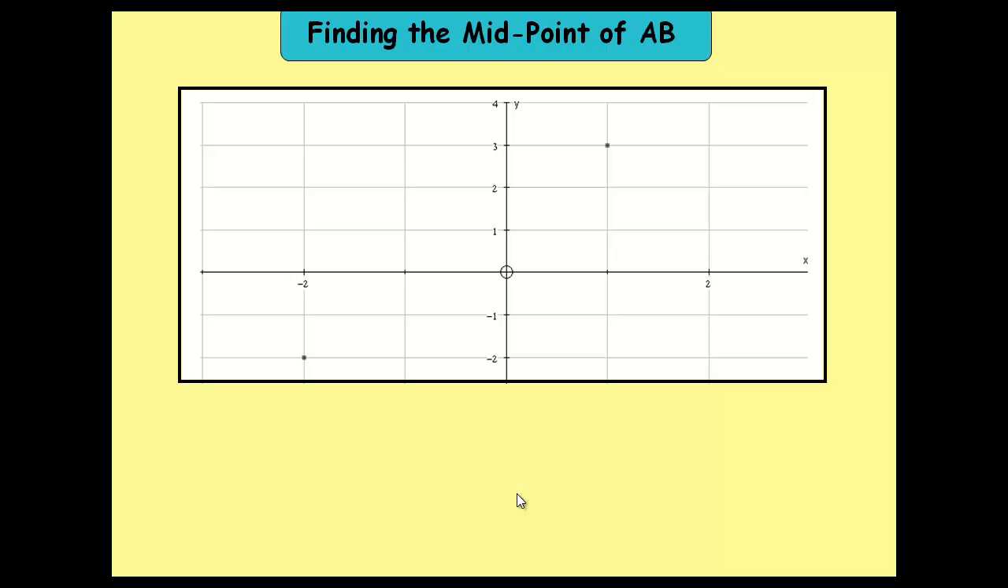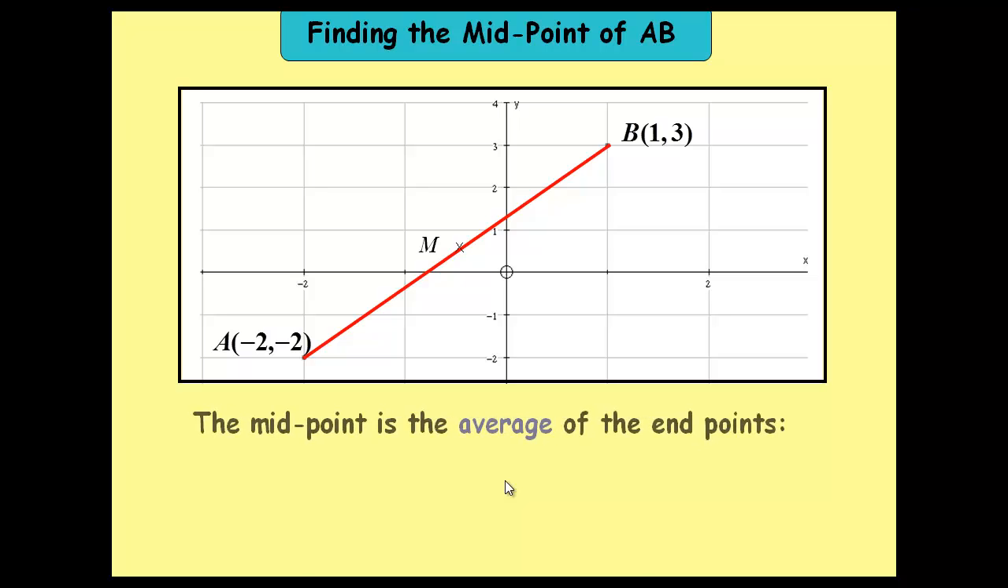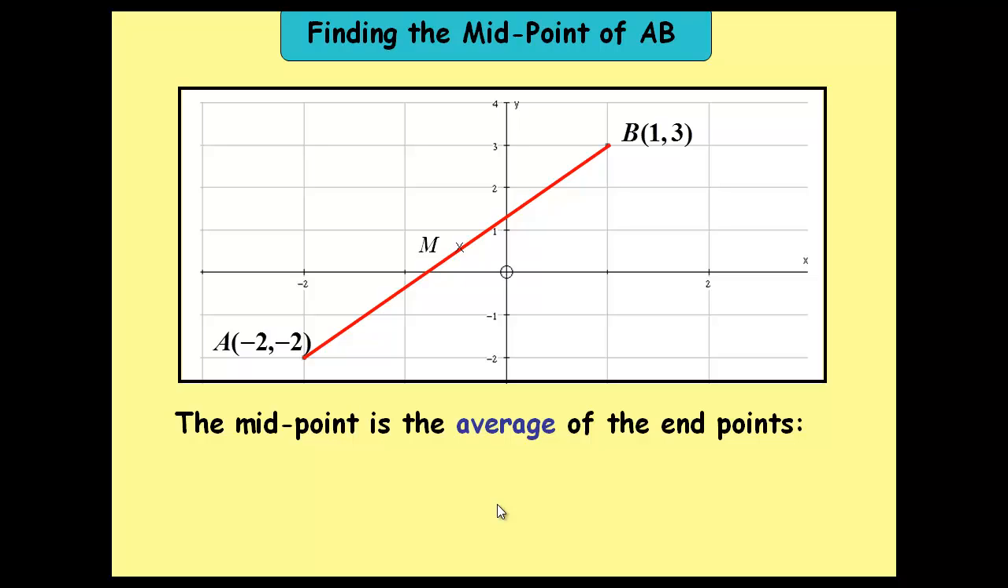So to start with, we have 2 points here, A at -2, -2, and B at 1, 3. To find the midpoint, M, we need to average the endpoints.